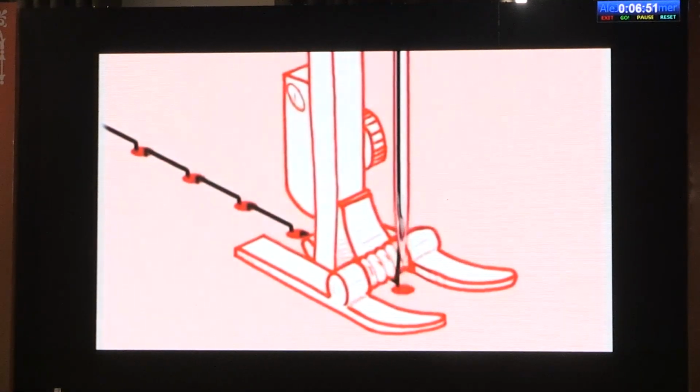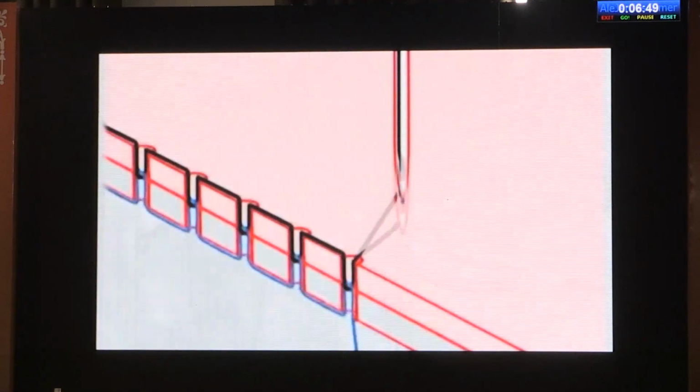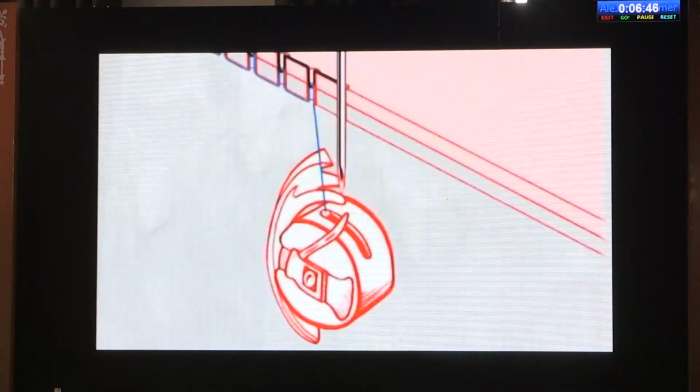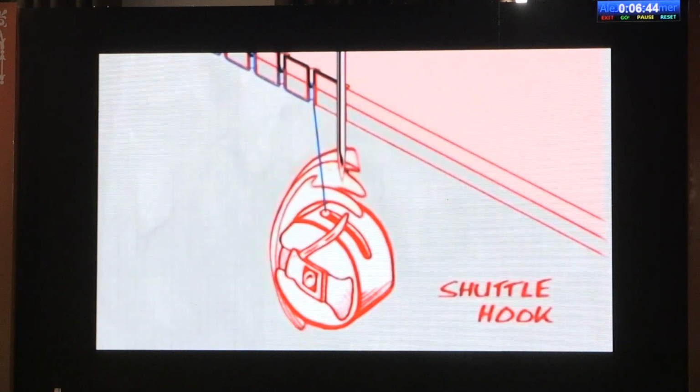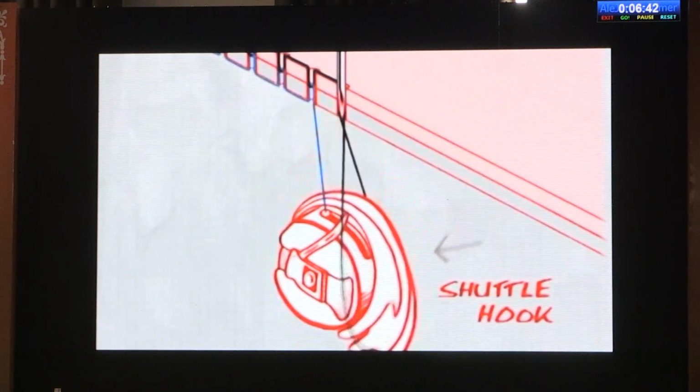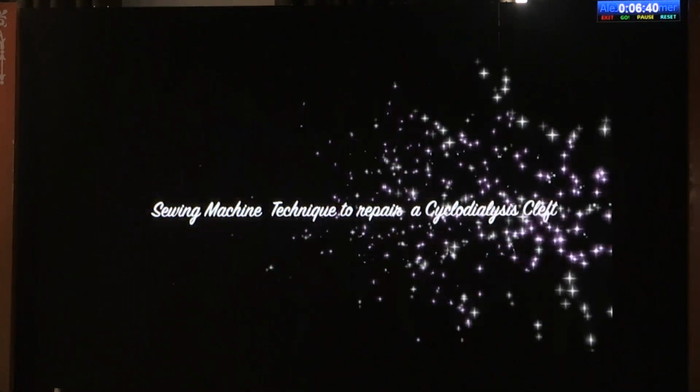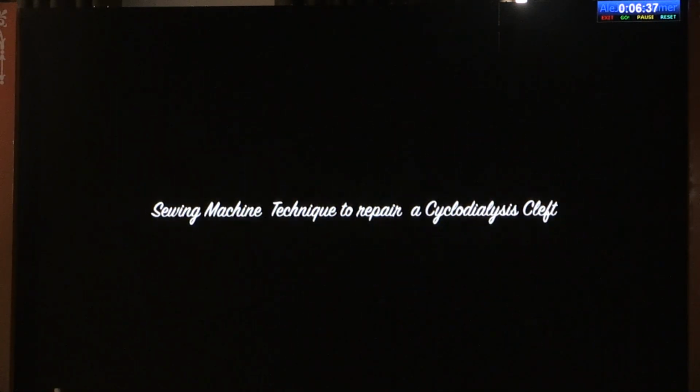Here's how a sewing machine works. There's a threaded needle above the fabric. When it pierces the fabric, a rotating shuttle hook below catches the thread. We present the sewing machine technique to repair a cyclodialysis cleft.